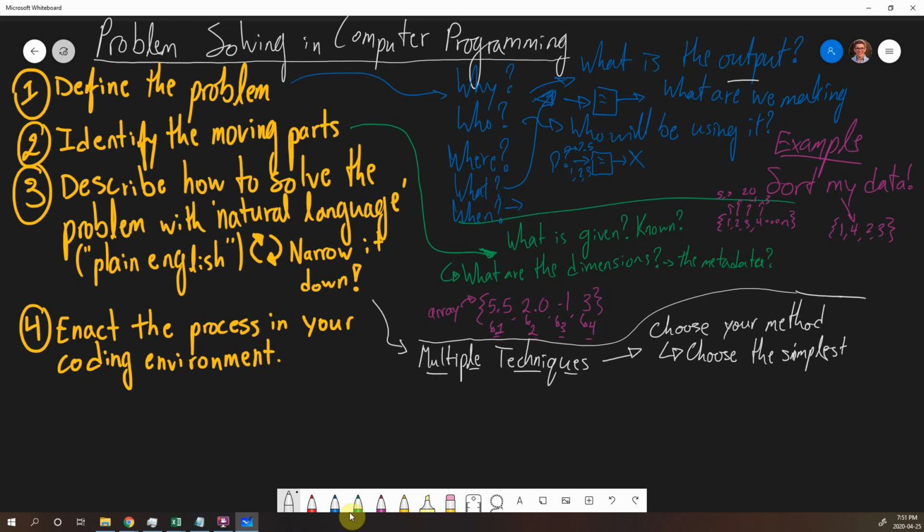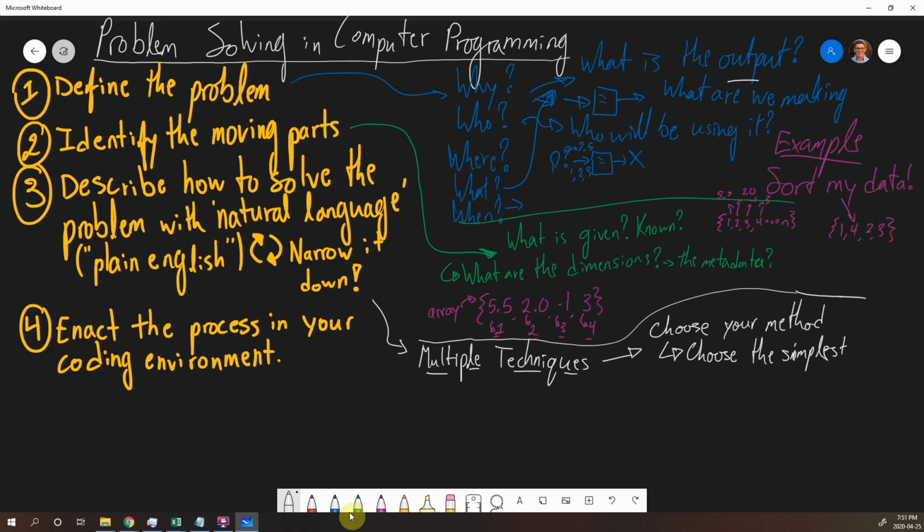So what I also meant when I wrote down here, narrow it down, is that you want to describe your technique in as high a resolution as possible. High resolution meaning granular, meaning highly descriptive, describing every little detail. You're not going to start off that way, though. So when we start off, describe how to solve the problem with natural language. Well, we can start off at a high level.